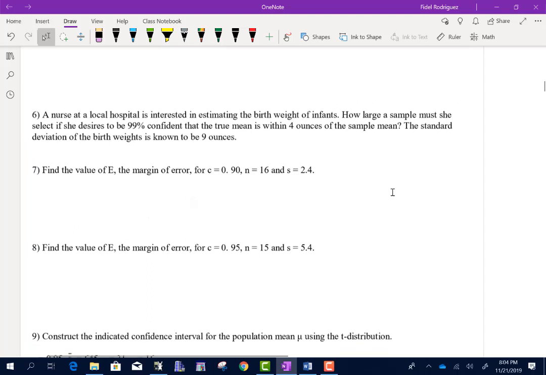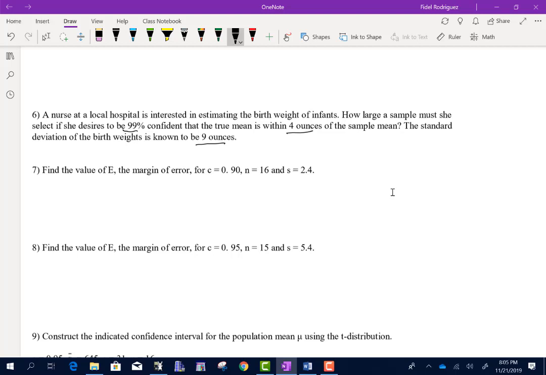So it says, a nurse at a local hospital is interested in estimating the birth weight of infants. How large must a sample be, or how large a sample must she select if she desires to be 99% confident that the true mean is within 4 ounces of the sample mean? And it says the standard deviation of the birth weights is known to be 9 ounces.